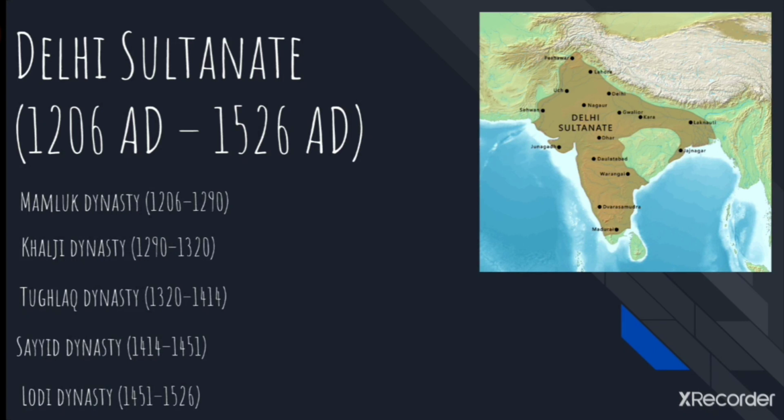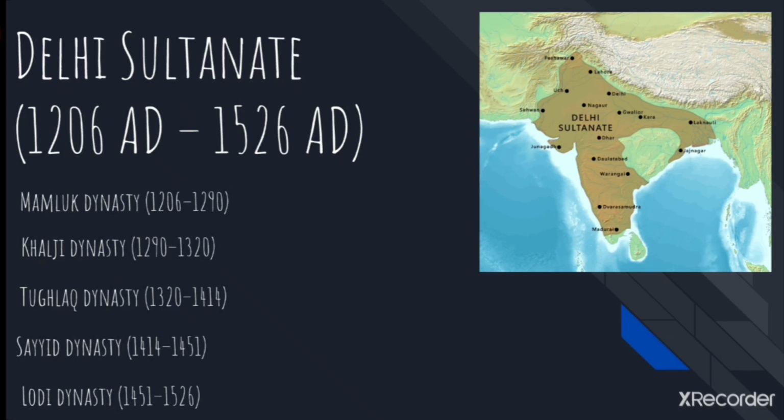The fourth dynasty, the Sayyid dynasty, reigned from 1414 to 1451. It did not last for a long time, not even 50 years. It succeeded the Tughlaq dynasty. Also, as you can see, there's a picture here. This was of the Tughlaq dynasty. It was the strongest dynasty, lasting almost 100 years. The Delhi Sultanate was at its peak at that time. Then after that, it was a downfall.